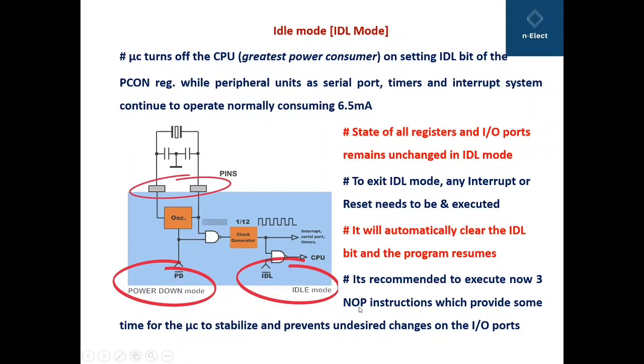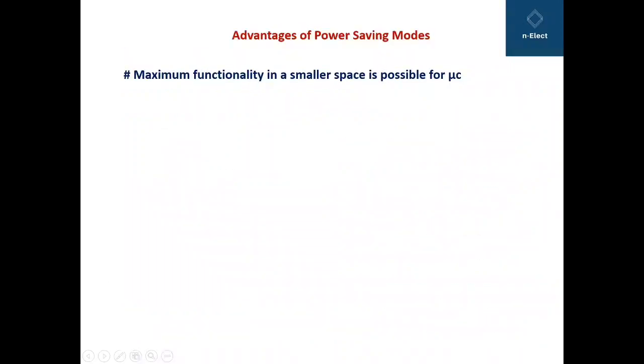So no operation, what is it used for? It is used for introducing delays, but here it is introduced for getting the system stabilized. So it's recommended to execute now 3 NOP instructions, which will provide some time for the microcontroller to stabilize and prevent undesired changes on the I/O ports.